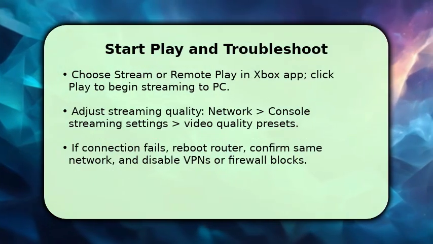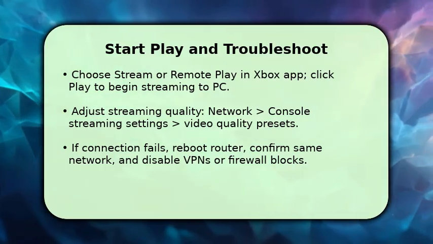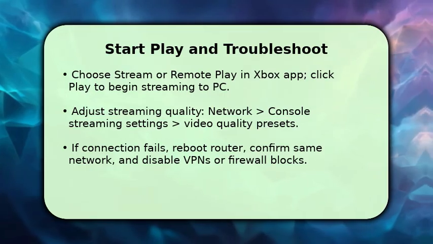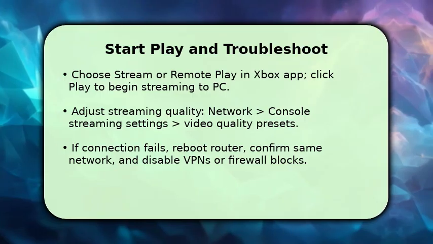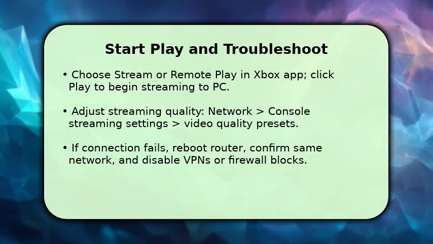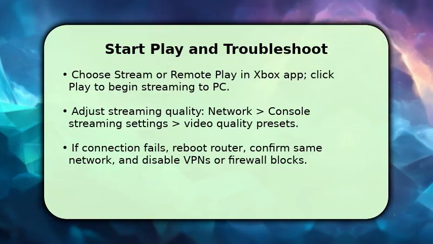Finally, start your session by selecting Stream or Remote Play in the Xbox app and click Play. The console screens should appear on your PC within seconds. If performance matters, adjust streaming quality settings in the app. Lower bitrate reduces lag on weaker networks. Higher bitrate improves visuals on fast LANs.